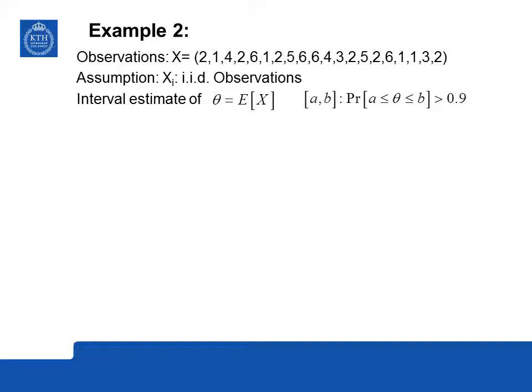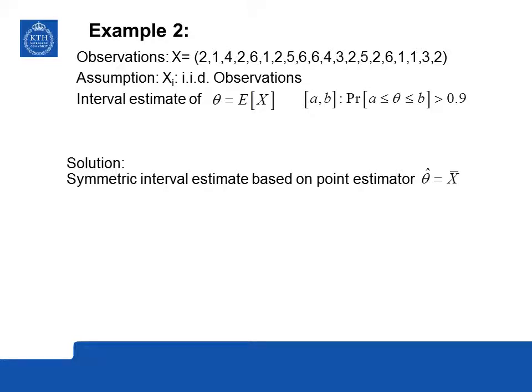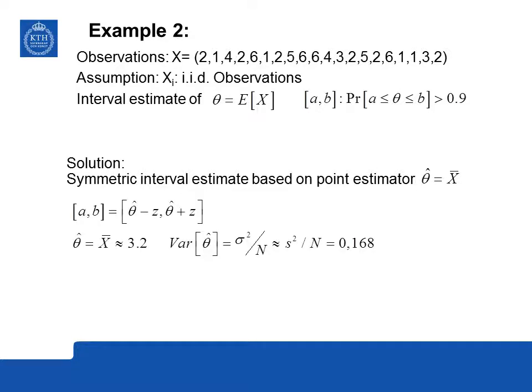And how do we go about that? The most common way of doing this is to use the point estimate theta hat, and to create an interval a, b in the following way, centered around the point estimate theta hat. So the interval is theta hat minus z to theta hat plus z. So the problem we have is to determine z such that the condition on the probability above is fulfilled. From the previous example 1, we can get theta hat, the point estimate, equal to 3.2, and the variance estimate; we get both from example 1.